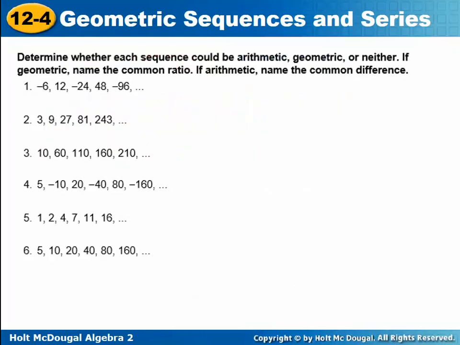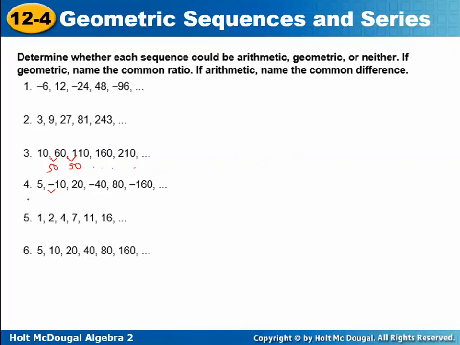Here's some examples from your worksheet. They're not too tough. Let's do number 3. So in number 3, the first thing that I do is check if I have common differences. So I take 60 minus 10, that's 50. And then I take 110 minus 60. That's also 50. So you're going to continue. If you get 50 for all of the common differences, then you'll say it's arithmetic with a common difference d equals 50.